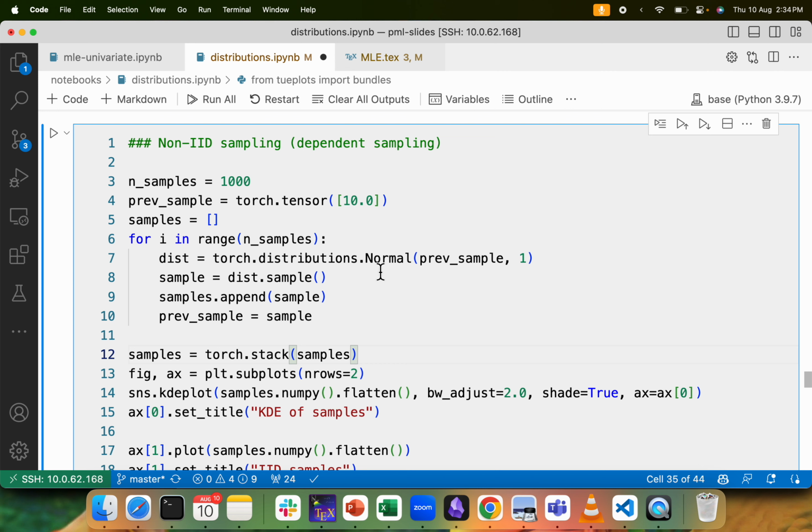This is also non-identical, in the sense that the distribution is changing. It is dependent upon the previous sample. So you're getting both together. But this was just to show what IID is, and we'll be mostly sticking to IID for the remainder of this course.